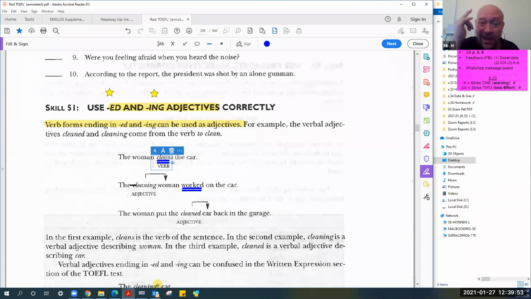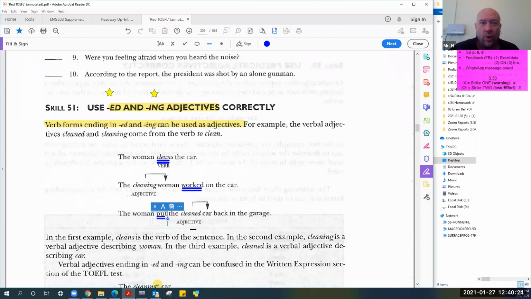Why is it an adjective? Because it refers to woman. It describes the woman. Okay. So Hassan, can you read the 3rd example? The woman put the clean car back in the car. Where is the verb? Put. Here's the verb.